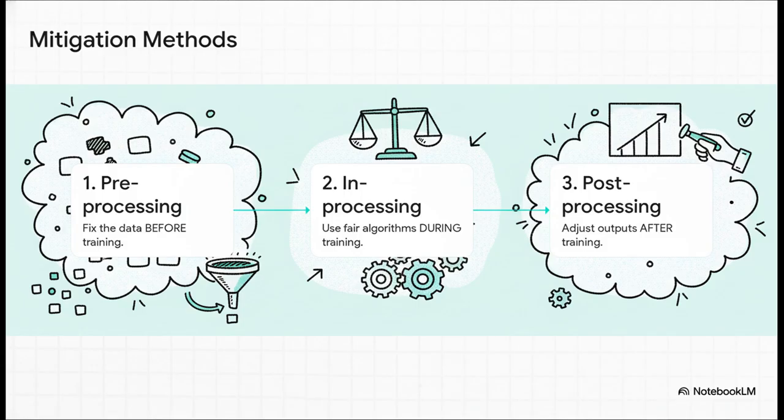You can do it with in-processing, using special algorithms that actually prioritize fairness while the model is training, or there's post-processing, where you can actually adjust the model's final decisions after it makes a prediction to correct for any bias you've seen. Having this whole toolkit ready to go is absolutely key.